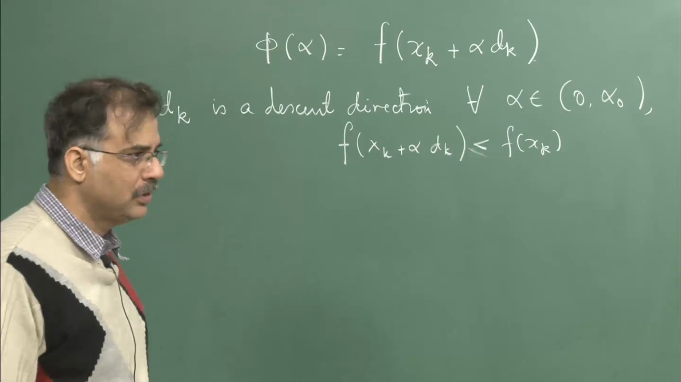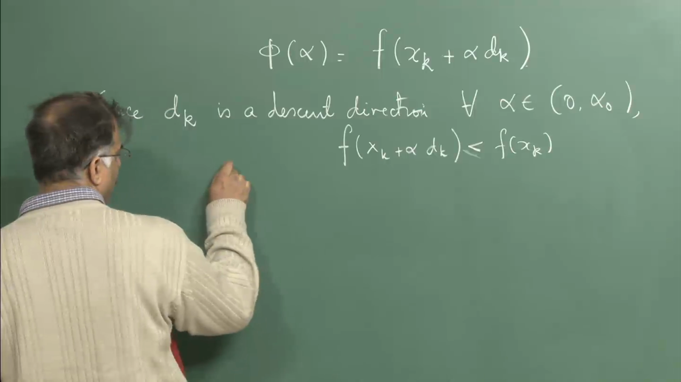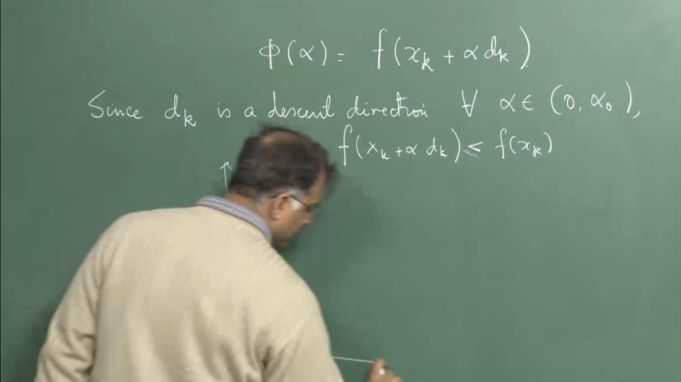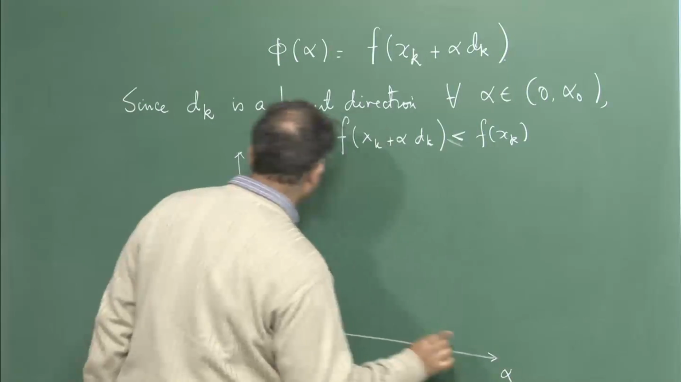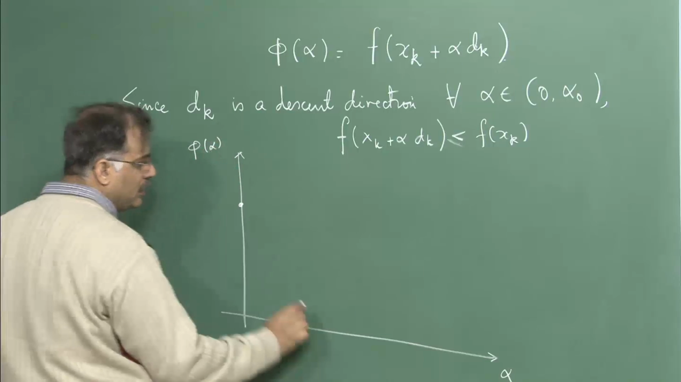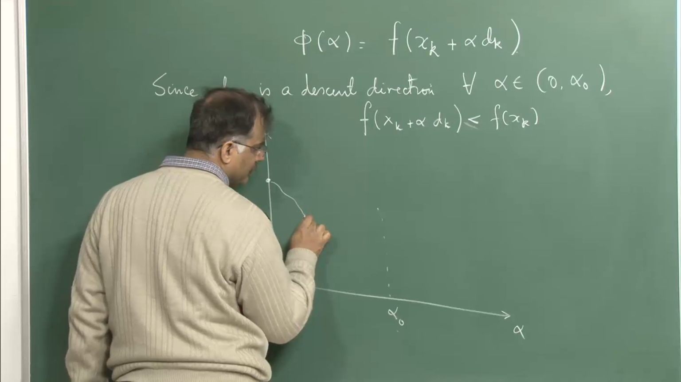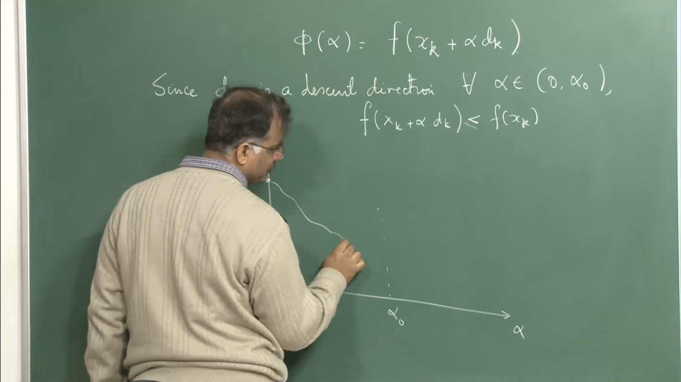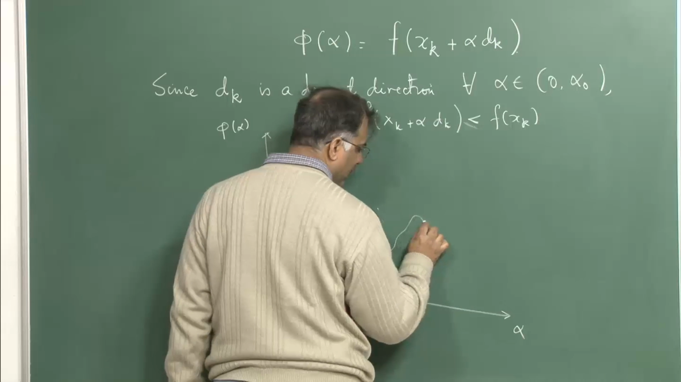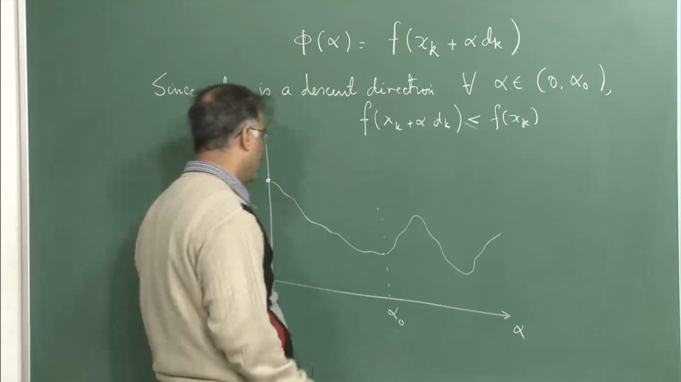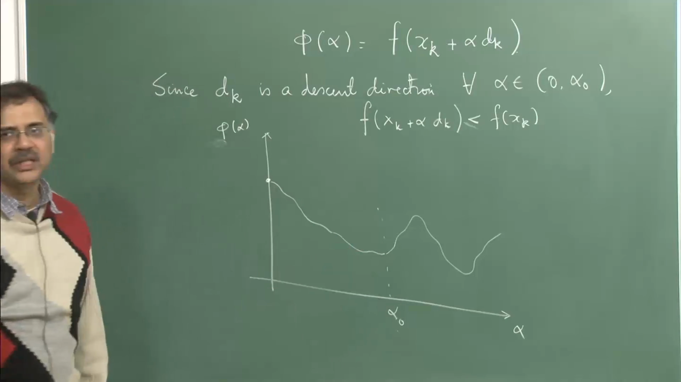This allows us to draw the function better. So if this is my f of xk, this is alpha and this is my phi alpha. Up to a certain threshold alpha naught here, my function value is decreasing, it is less than this f of xk. Then of course after that it can increase and then decrease and so on. So this is my phi alpha, but till this threshold alpha naught it decreases.